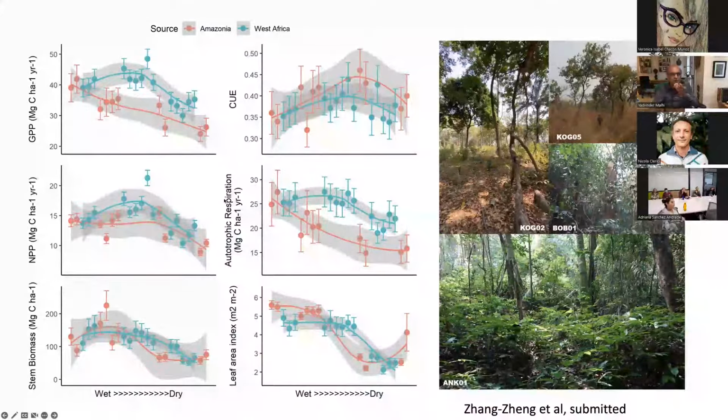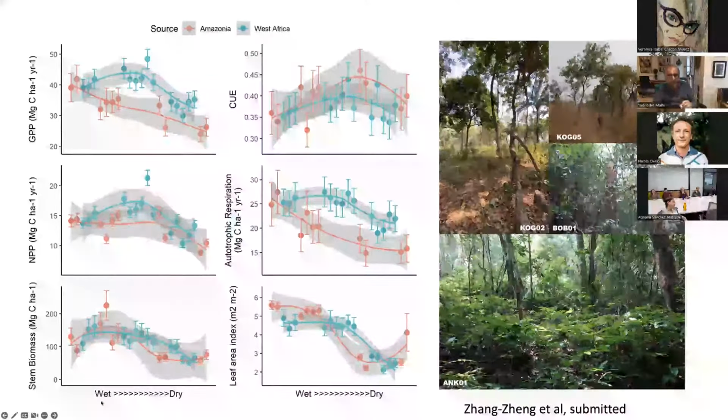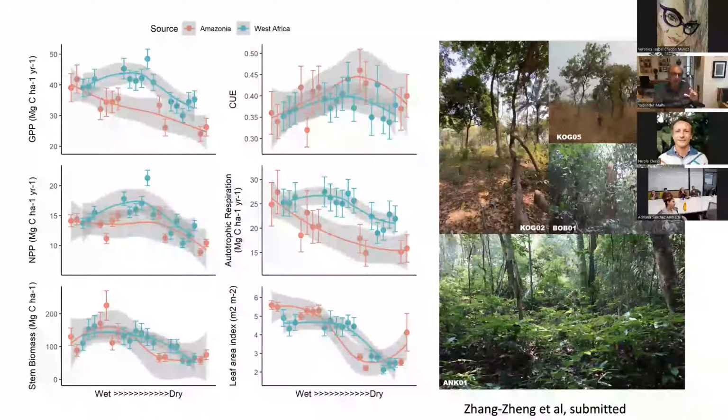When we first did this work in Amazonia and published a few years ago, what we've done here in the x-axis is rank the sites from wet to dry in terms of rainfall, but also soil moisture holding capacity. And when we look at Amazonia, which is the red line here, what we found was quite a steady, predictable decline. As you got drier, the productivity declined because of the dry season, with leaves shedding or photosynthesis shutting down. And productivity overall was quite a predictable function of dryness.